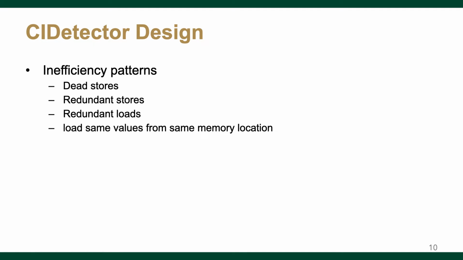And the last inefficiency pattern we would like to catch is redundant load, which means loading the same values from the same memory location. For example, first we load the value from BI, then the following load instruction loads the same value from BI, which makes the second load redundant.